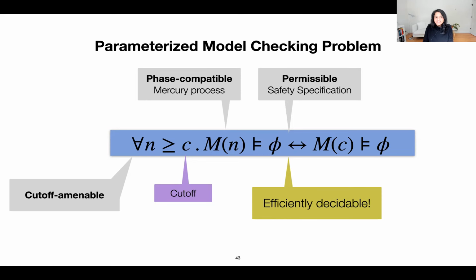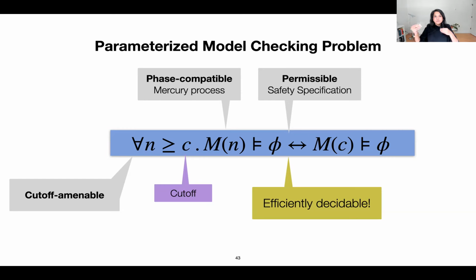Okay, so in addition to phase compatibility and permissibility, we identified another set of criteria on this model checking problem called cutoff amenability criteria, which enable us to derive small cutoffs. Remember that our specification was of the form that you cannot have more than a certain number of processes, say M, in a global state. Well, these cutoff amenability conditions identify criteria under which the minimum number of processes needed to reach such an M process error state is in fact M.